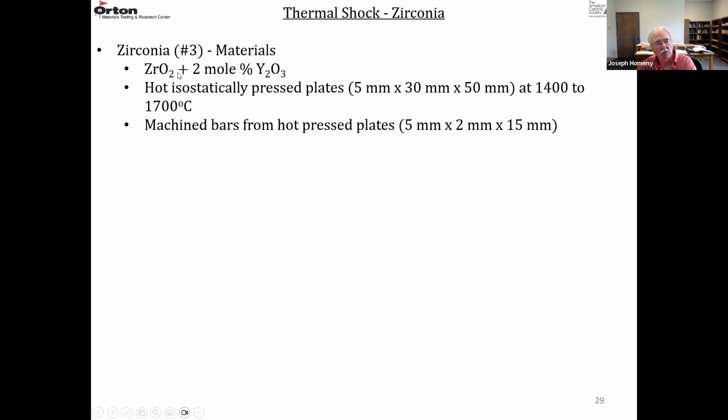So ZrO2 was mixed with about 2 mol% yttrium oxide. These are hot isostatically pressed. These are small pieces, 5 millimeters by 30 millimeters by 50 millimeters, hot pressed in the range from 1400 to 1700 degrees C. And then from these hot pressed plates, samples 5 millimeters by 2 millimeters by 15 millimeters were machined.